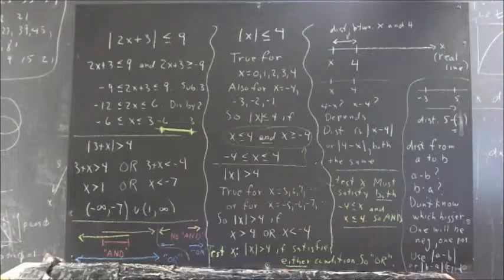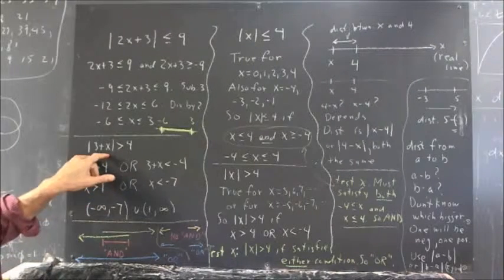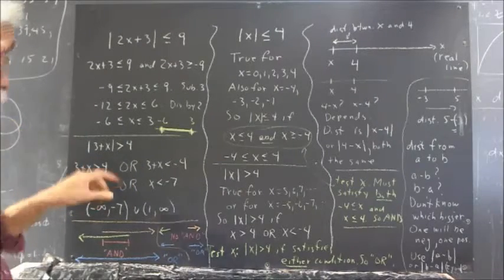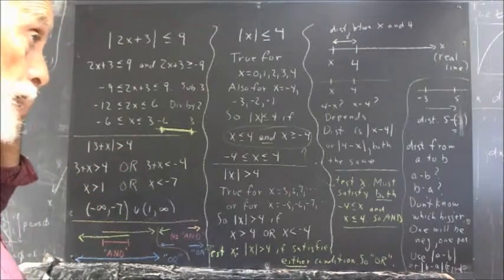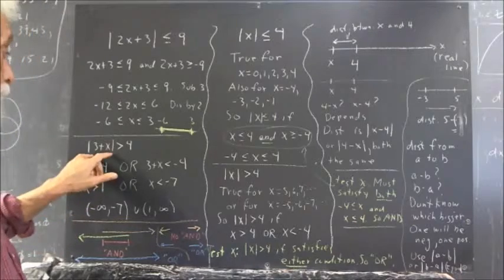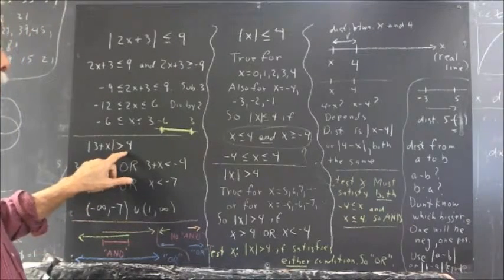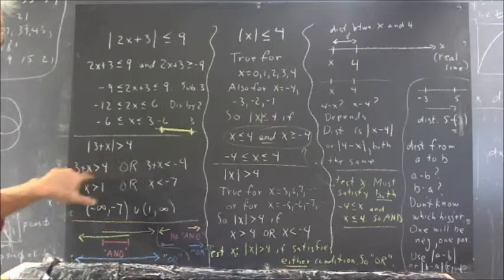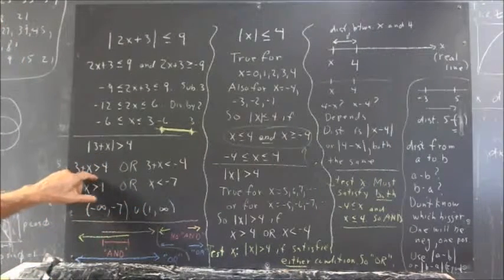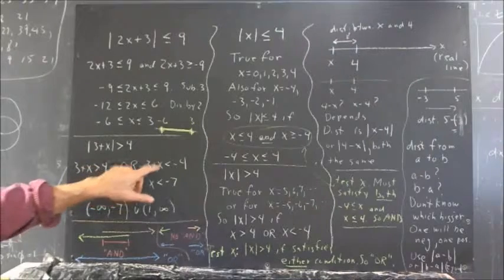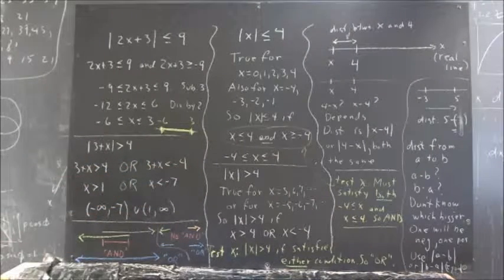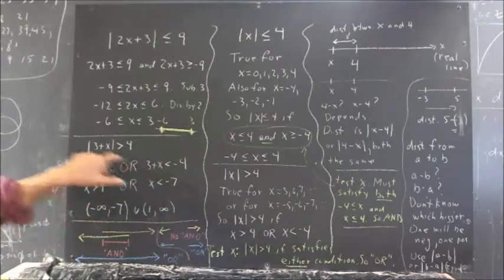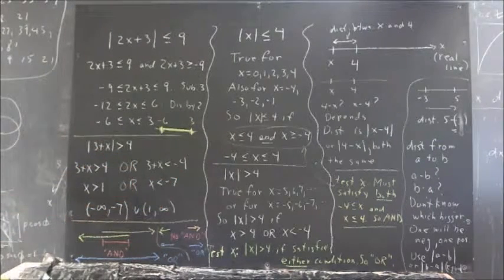The next inequality is absolute value of 3 plus x greater than 4. Now, if the absolute value of something is greater than 4, that's satisfied as long as that something is bigger than 4 or less than negative 4. So we can break this into two statements: 3 plus x greater than 4 or 3 plus x less than negative 4. Again, either of these conditions assures that x is a solution to this inequality.